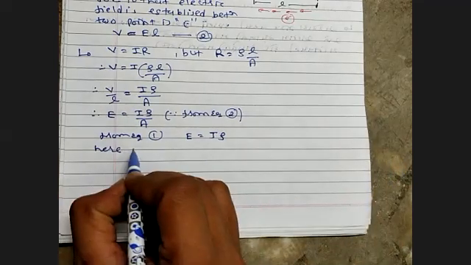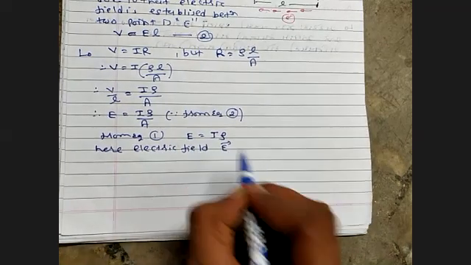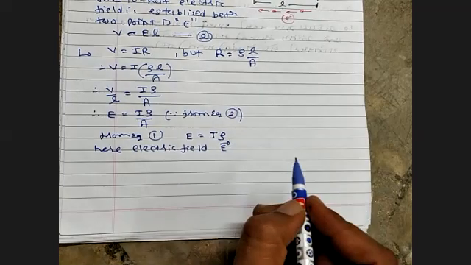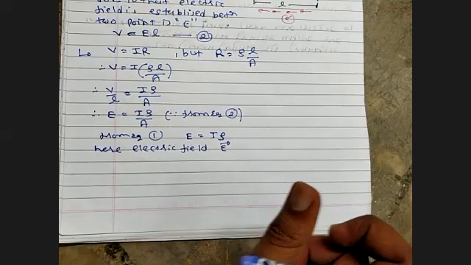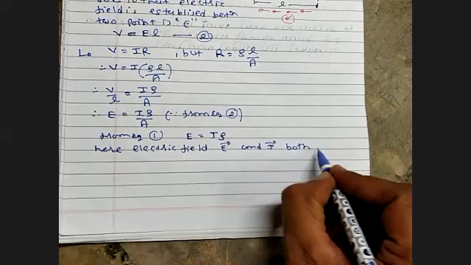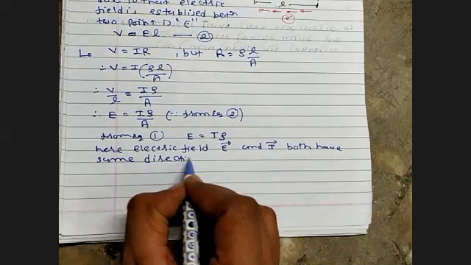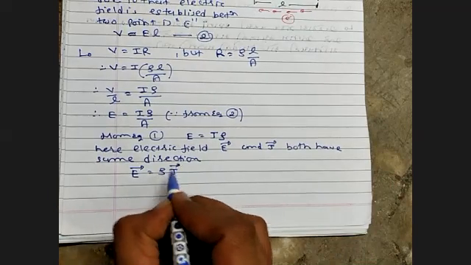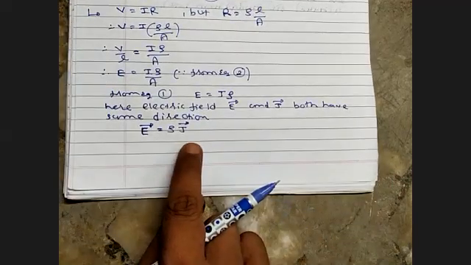Here, electric field E is a vector quantity, and this J is also a vector quantity. Both have the same direction. Get it? Both E and J have the same direction, such that vector E is equal to rho times vector J.